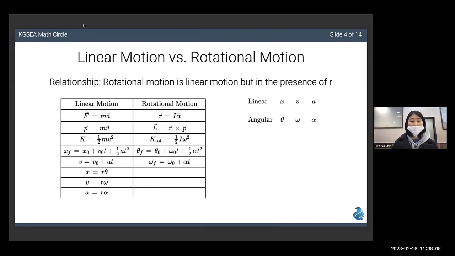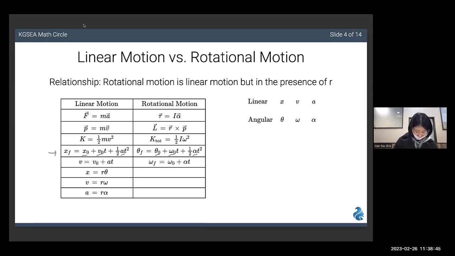Before we move on, let's actually note some of the formulas of linear motion and rotational motion. Note that many of the formulas here on the table are parallel to each other. So if we note this equation here, we can see that x and theta are symmetrical, v and omega are symmetrical, and a and alpha are symmetrical. So the thing that connects linear motion and rotational motion is actually just r, the radius. So we can see where this is coming from.